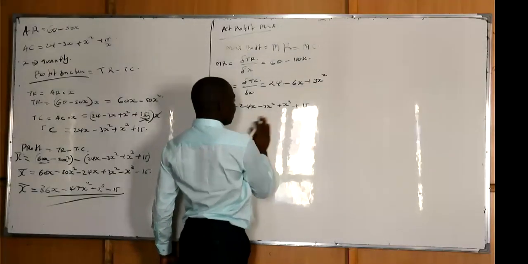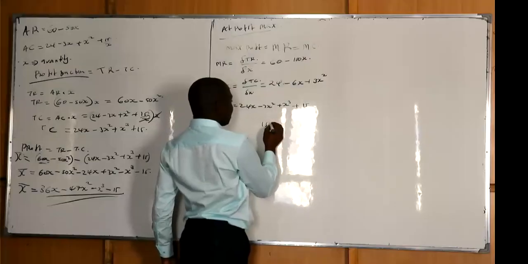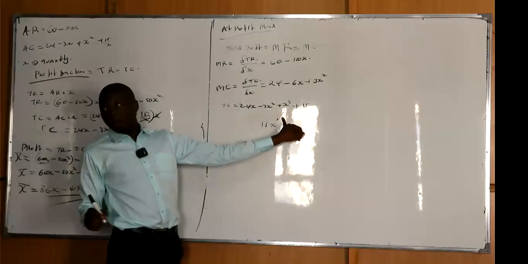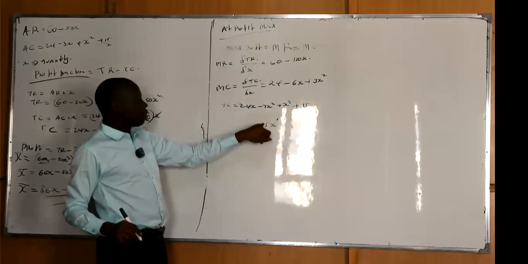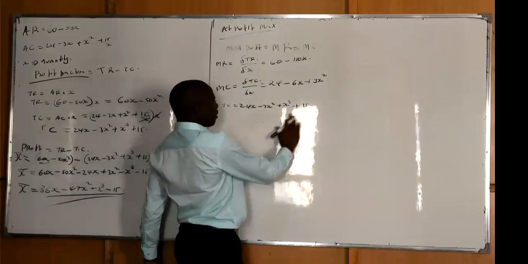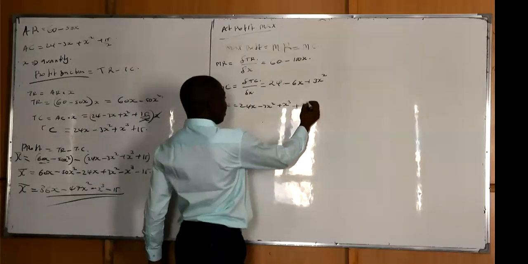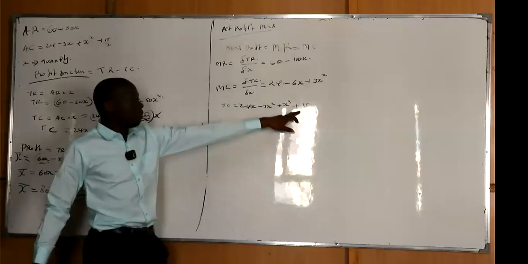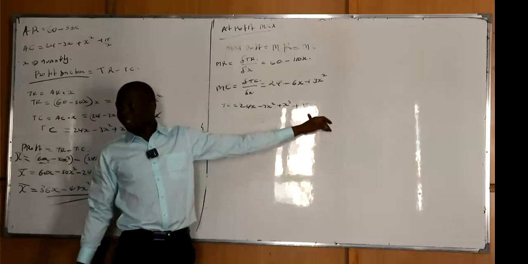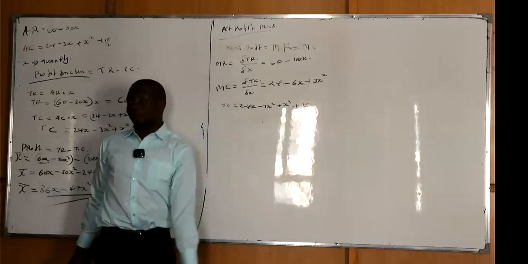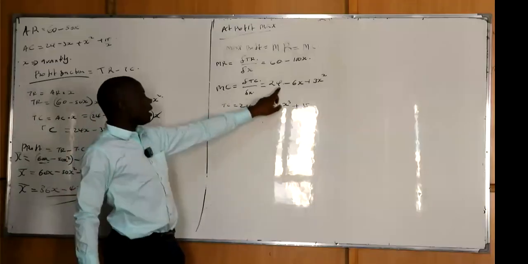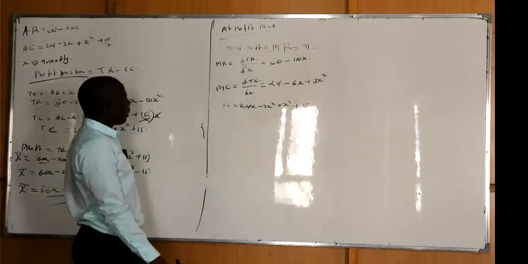Then 15 is the same as 15x raised to power 0. So you take 0, multiply by 15, you get 0. So this one will disappear. In short, to differentiate a number that has no x, it disappears completely. So this is the marginal cost function.